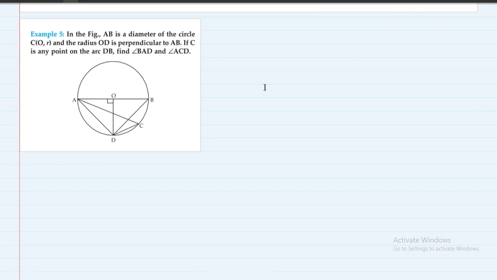In the figure, AB is the diameter of the circle with center O and radius OD is perpendicular to AB. If C is any point on the arc DB, find angle BAD and angle ACD. Okay, so AB is the diameter, OD is perpendicular to AB. Let's write the given here.